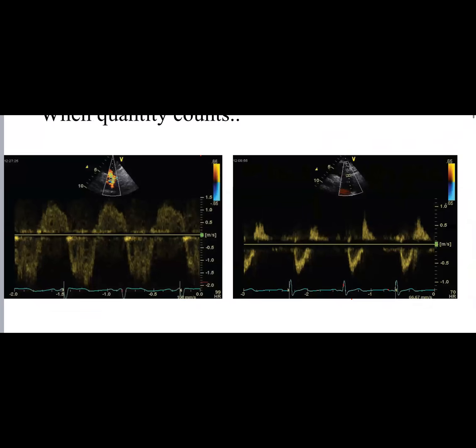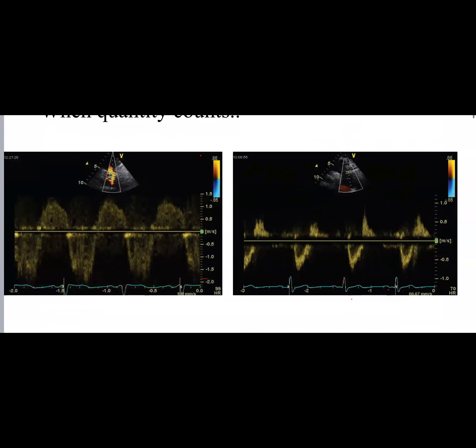Okay, now this one is the reversal in the descending aorta of aortic regurgitation. Compare the one on the left to the one on the right. It's easy to tell which one is severe. The one on the left is severe. The one on the right is not severe.